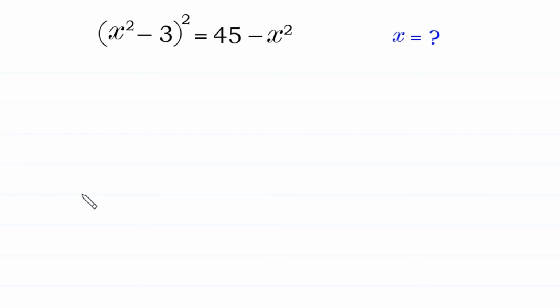Hello, welcome to how to solve this very nice equation for x values. (x squared minus 3) whole squared is equal to 45 minus x squared.